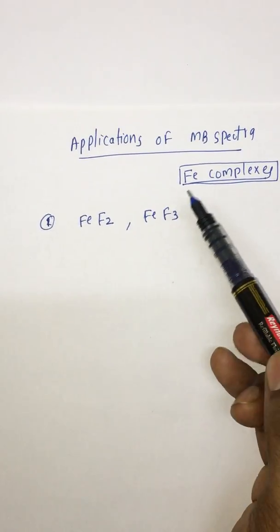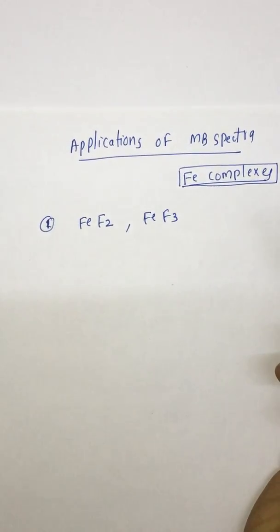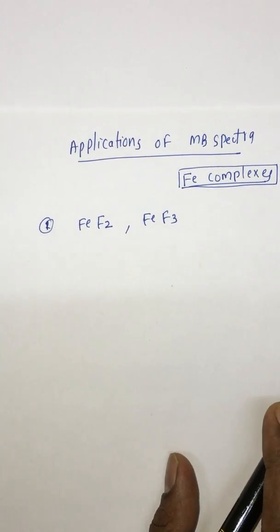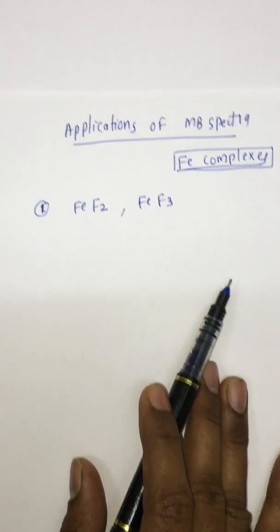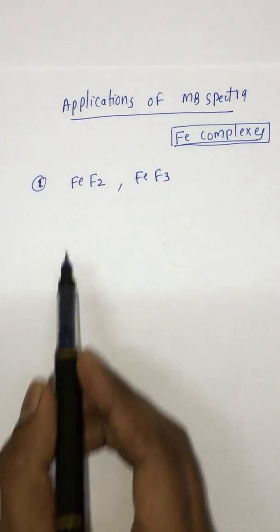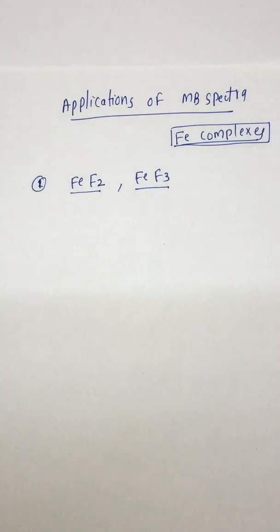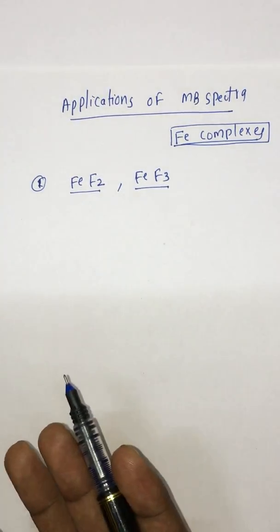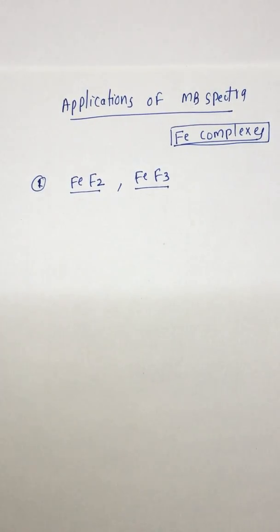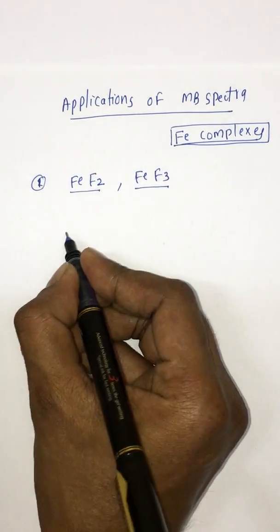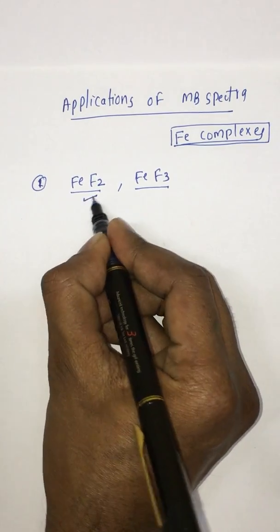Now we are going to talk about the applications of Mossbauer spectra only for iron complexes. Tin complexes we talk about later. So here we have two iron complexes, that is FeF2 and FeF3. They show different magnetic behavior. As we change the temperature, their magnetic behavior also changes. So first we will talk about FeF2.